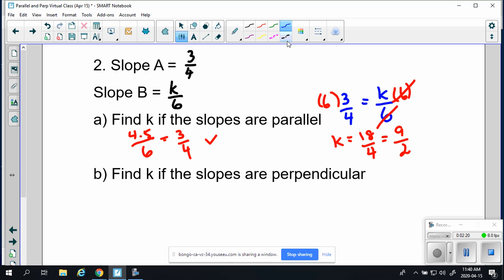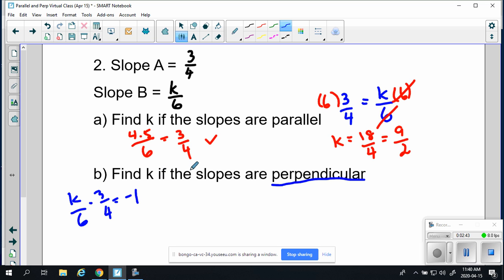The second question requires an extra layer of brilliance. You have to understand what perpendicular slopes mean. So perpendicular slopes means that the slopes multiply to -1. So you could set it up like this: k over 6 times 3 over 4 is equal to -1. And you can solve that, and that'll work totally fine for you.